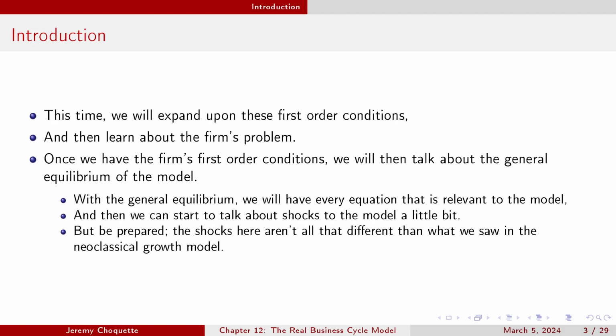So this time we're going to expand on these first order conditions a little bit, and then we're going to move on to the firm's optimization problem. And when we get that, we can then start to talk about the general equilibrium of the model. With that general equilibrium, the idea is that we're going to have every equation that's relevant to the model. So you're going to have labor demand, labor supply, aggregate demand, aggregate supply, money demand. Now, I don't really worry about money supply here because the central bank is going to be setting the money supply equal to money demand in every period. But that's kind of the way that this is going to work.